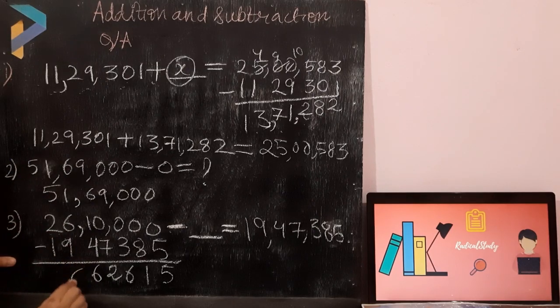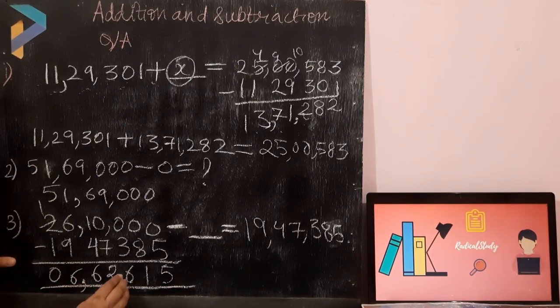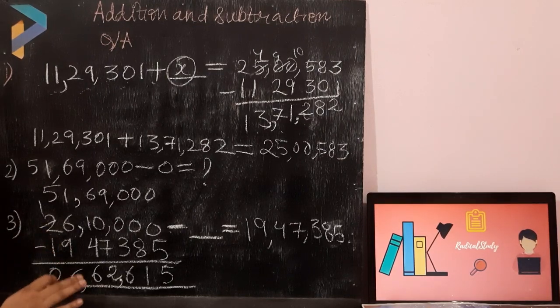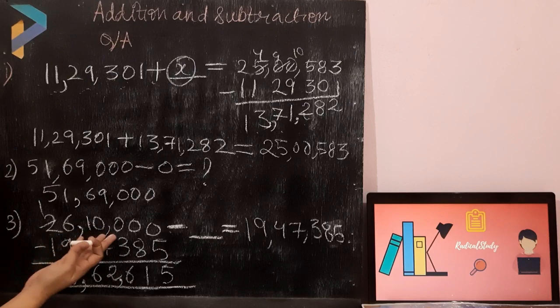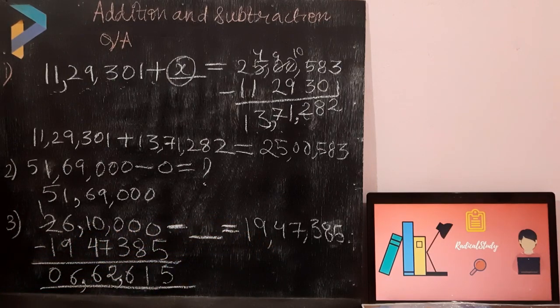It will become 16. 15. 15 minus 9 is 6. It will become 1. So here it will be 0. So the answer will be 6,62,615. That means when we will subtract 6,62,615 from 26,10,000, then we will get this. So this is how we solve this types of question.